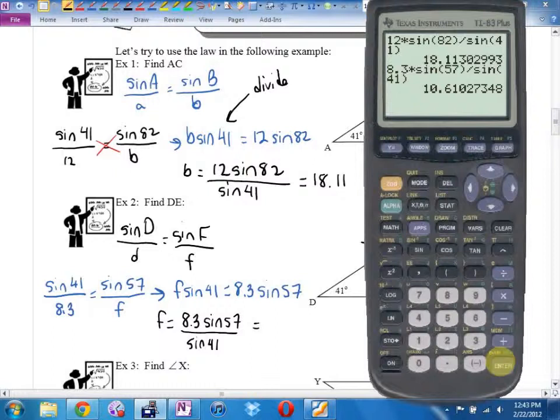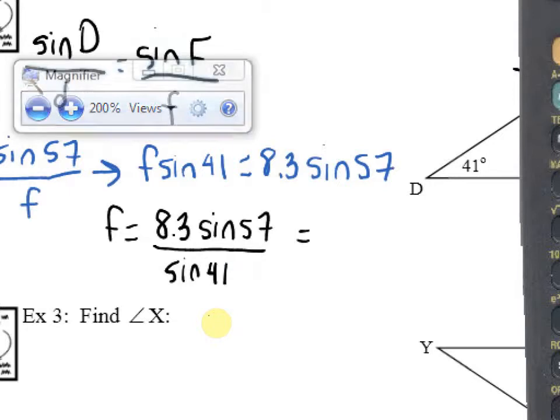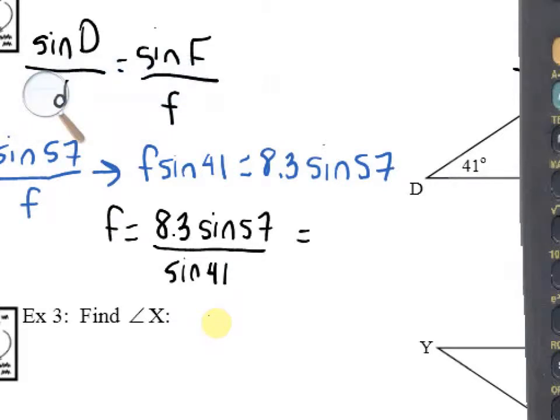If you didn't get, pardon me? See it now? Or do you need it to be bigger? 8.3 sine 57 divided by sine 41. And I'm deliberately not showing what I typed on my calculator because that's what you need to figure out how to do on your particular brand of calculator. And see if you can get the 10.61? Is that what I said the answer was? Yes? Okay.